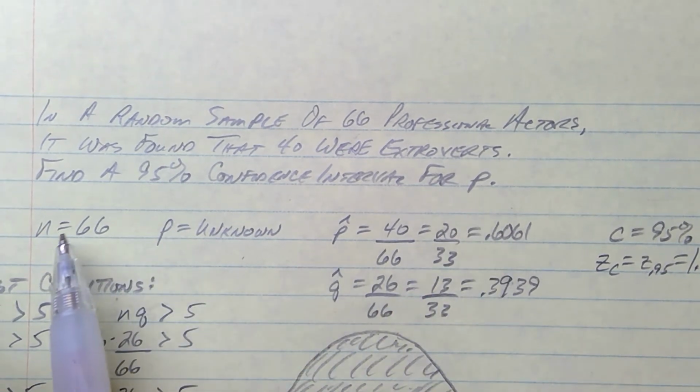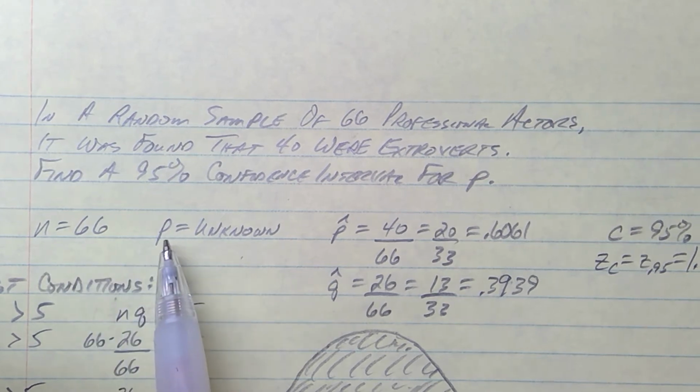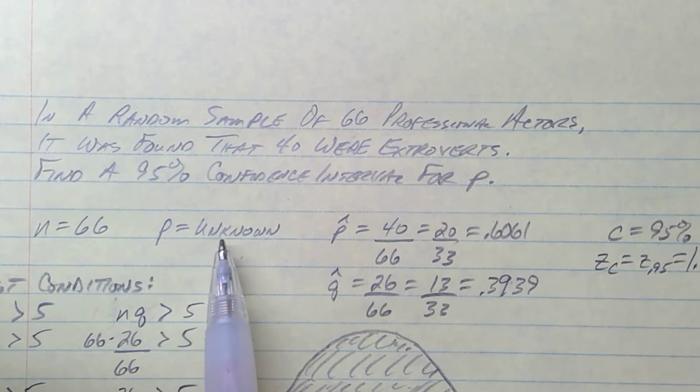All right, let's organize our information here. n, that's how many you interviewed or tested, 66 actors total. p, that's unknown, that's what we just talked about. We'll never really know what the true proportion is because we're never going to gather up all the actors.